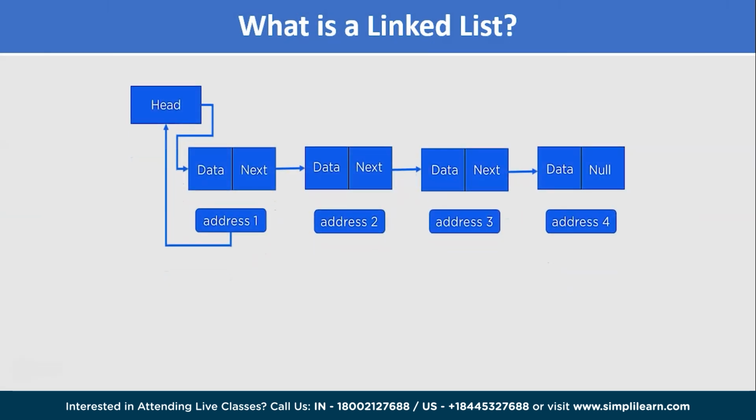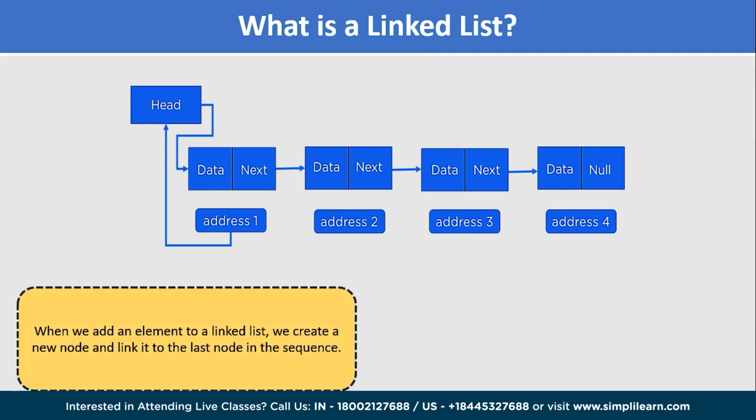Let's understand with the diagram here. We have a head and we have 4 different nodes, each consisting of a data part and an address part stored at some address. In a linked list, we have a special node called the head node, as we discussed earlier, that holds the address of the first node, which has data and a pointer, that is, the address of the next node. Each node in a linked list connects with the other through a pointer that points to the address of the next node.